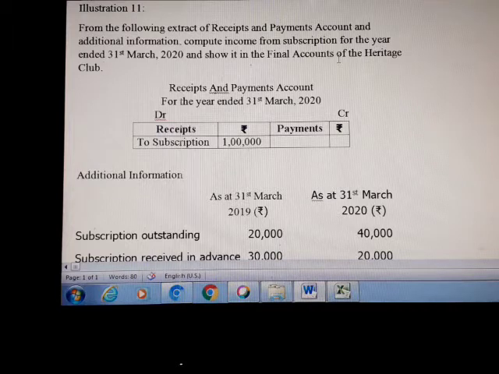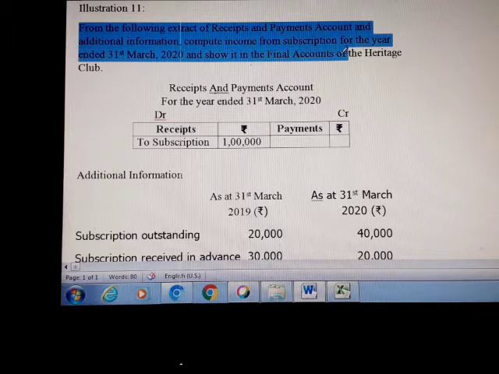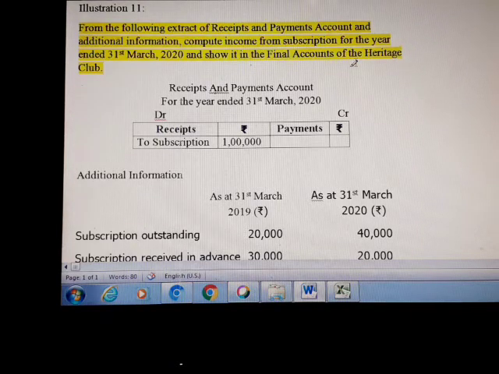As we all know, subscription is an income to a non-profit organization. This is a problem on page number 1.23, illustration 11. What is given in the question? Let's try to understand. From the following information of receipts and payments account and additional information, compute income from subscription for the year ended 31st March 2020 and show it in the final accounts of a Heritage Club.